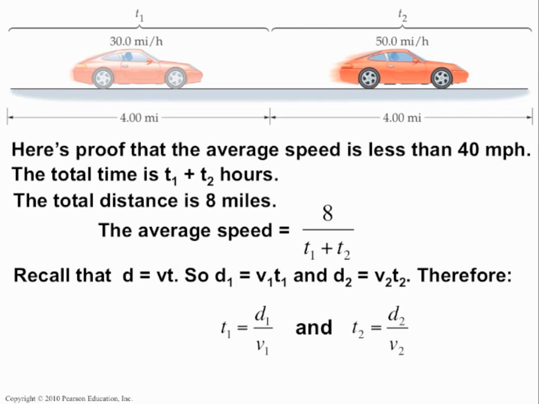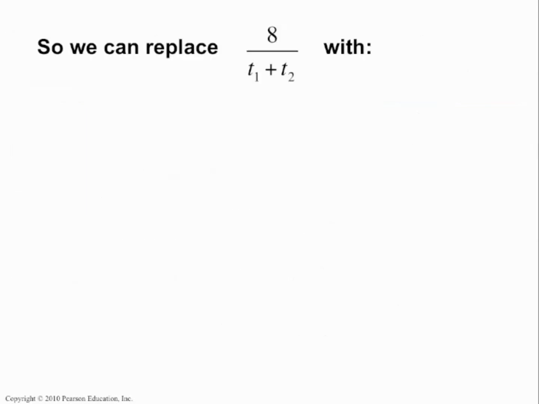Now d1 is just 4 miles and d2 is just 4 miles. And v1, we know that's 30 miles an hour. v2 is 50 miles an hour. And so what we're doing here is, since we don't know t1 and t2, we're just putting them in other terms. So we can replace 8 over t1 plus t2 with the following expression: 8 over d1 over v1 plus d2 over v2. We simply replaced t1 with d1 over v1, and we replaced t2 with d2 over v2.